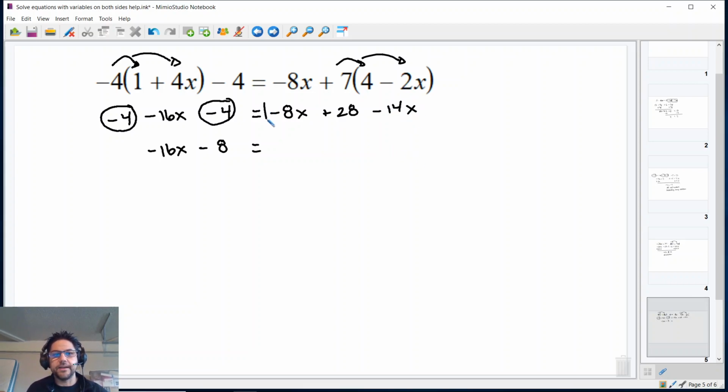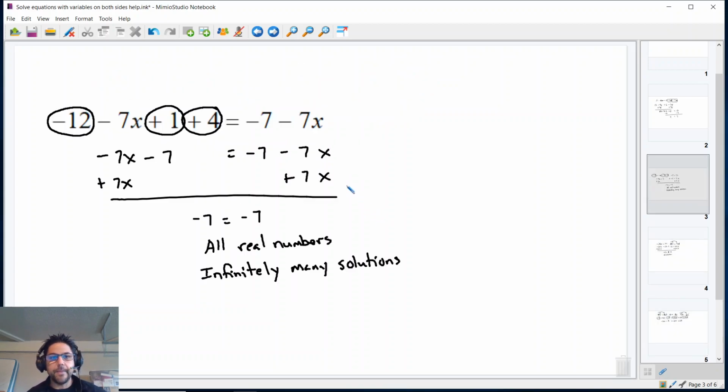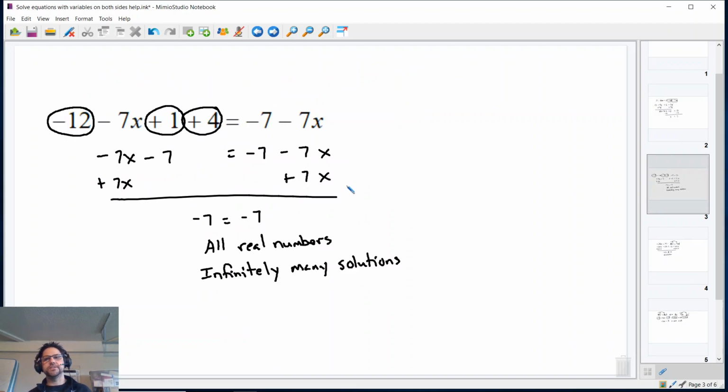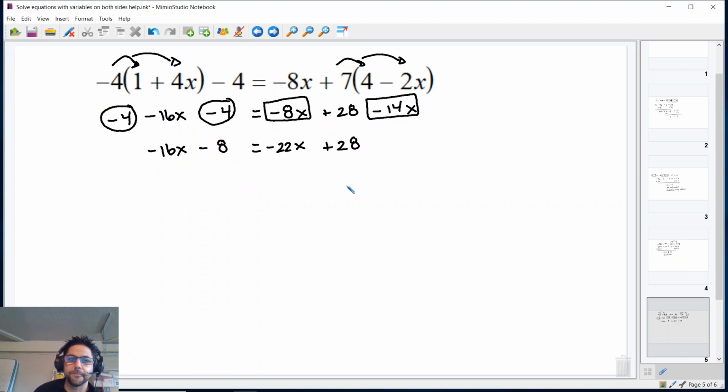All right, combine your like terms. This time the 28 gets to stay the same. So I've got a negative 8x and a negative 14x, which is going to give me a negative 22x. All right, now we're kind of like back here at the first problem. We need to decide which variable is smaller. Because again, I like moving the smaller variable. So negative 16x or negative 22x? Yes, correct. So I'm going to go ahead and add 22x to both sides.